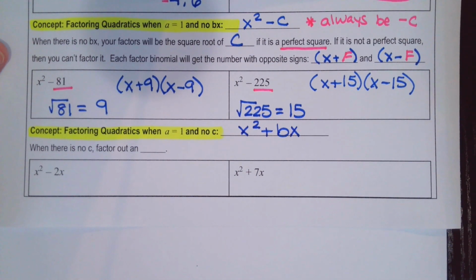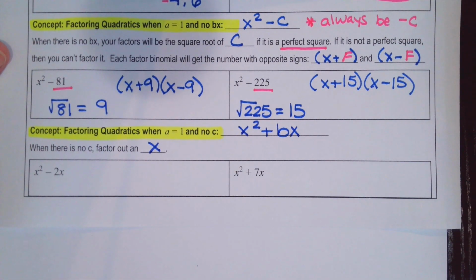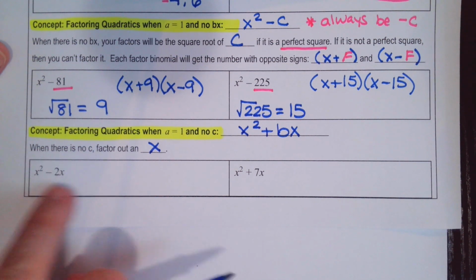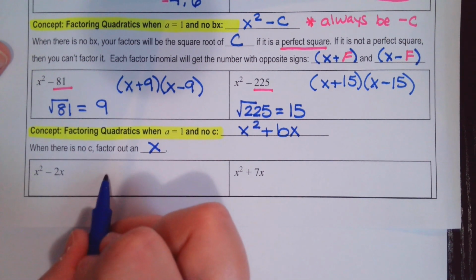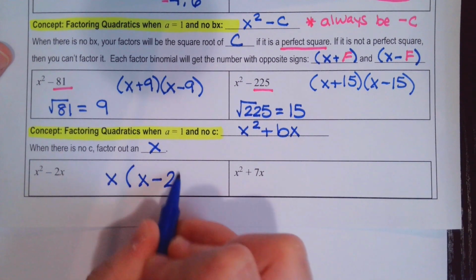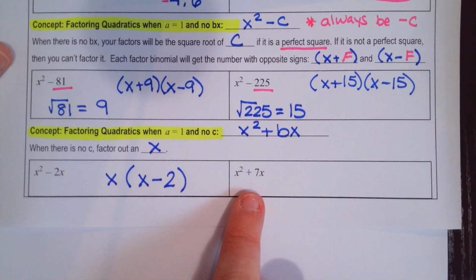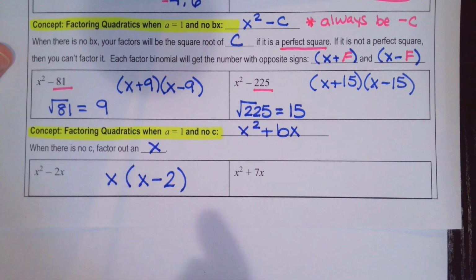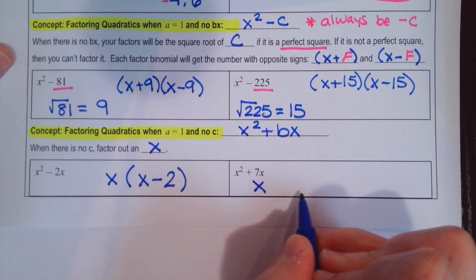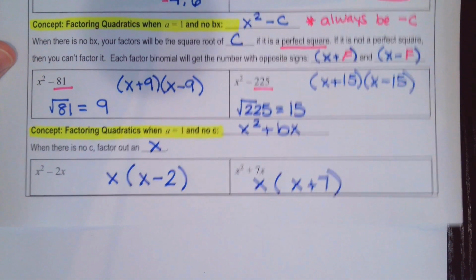This is actually probably the easiest. When there is no c, all you do is factor out an x. That's it. So here, x squared minus 2x, we factor out an x, and we're going to be left with x minus 2. Last one, x squared plus 7x. We factor out an x, and we're going to be left with x plus 7.